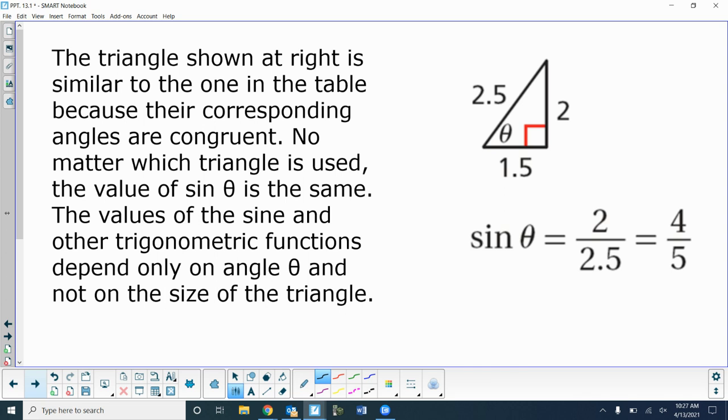Corresponding angles of similar triangles are congruent. No matter which triangle is used, the value of sine of theta is the same. Okay? The values of sine and the other trig functions depend only on angle theta and not on the size of the triangle. Just because the triangle is bigger doesn't mean that theta gets bigger. Angle will be the same. Okay, Scott? That making sense? That's all that example was.